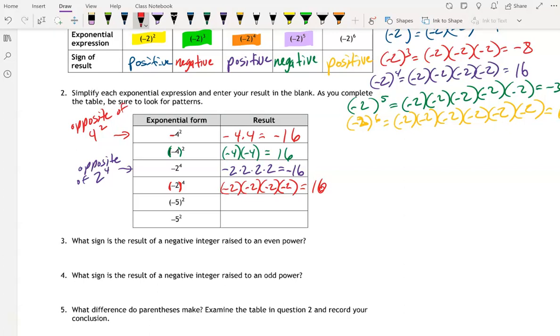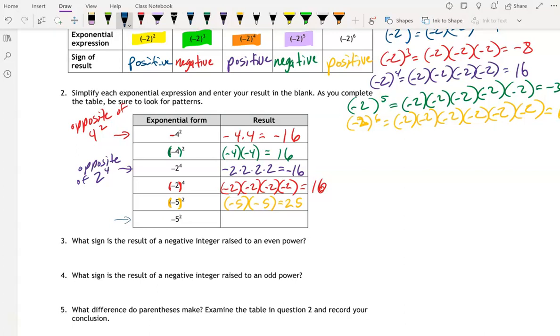Let's look at the next line. You can see the parentheses are there. So very important that the parentheses are there, because that is telling us that this is -5 to the second power. -5 multiplied by -5. 2 negatives means we are going to have a positive product, and 5 times 5 is 25. Positive 25.